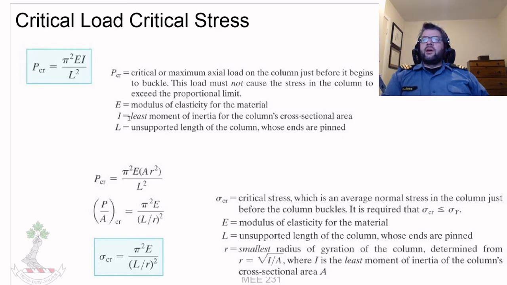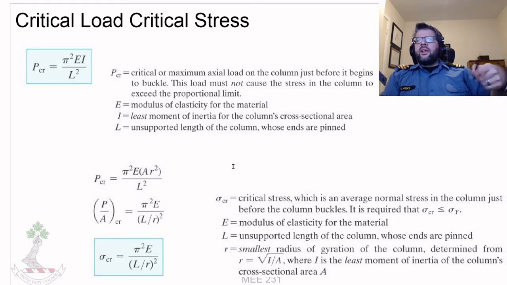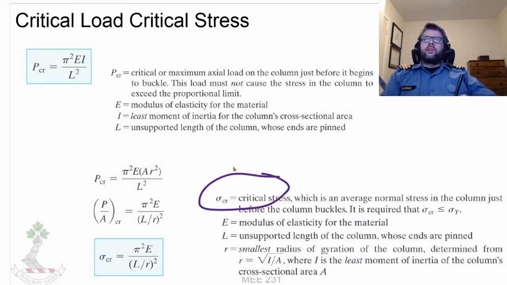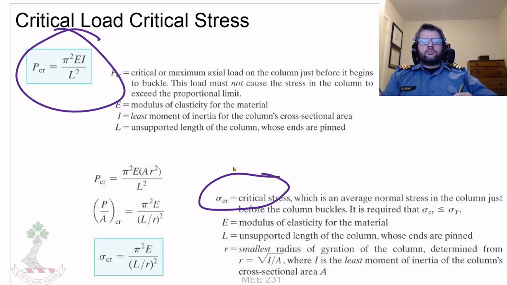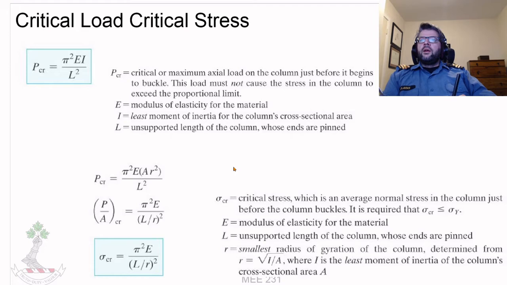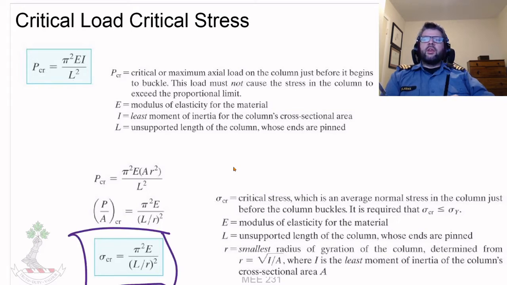If that's the case, we can solve for the critical stress by taking our critical load and dividing by the area. So the critical stress is going to be pi squared E over (L over r) squared. That's the critical stress, the average normal stress along the length of the column just before the column buckles.